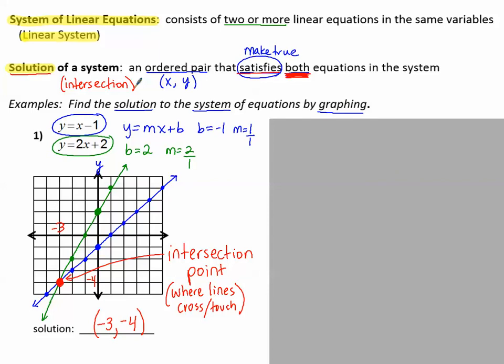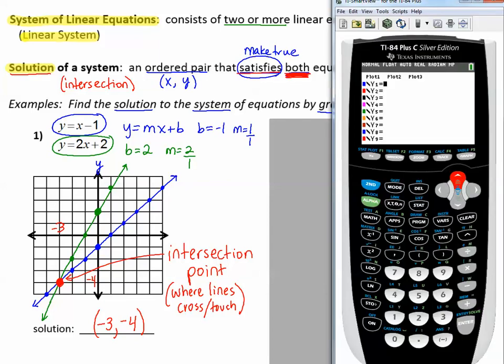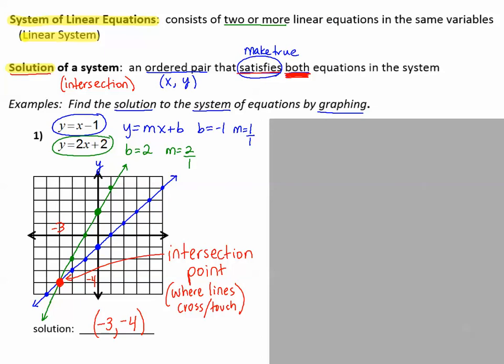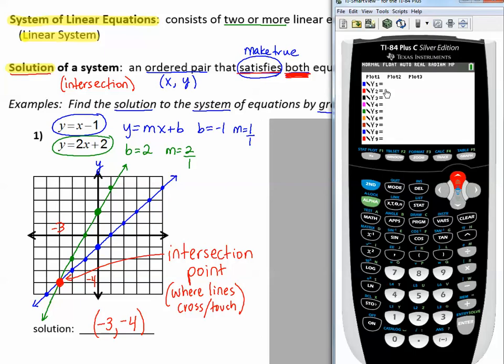Let's take a look at how to verify this answer with our calculator. Let's plug both of these into y equals. Into y equals, I'll plug in y equals x minus 1. Into the next y equals, y sub 2, I'll plug in 2x plus 2, because it's the second equation. 2x plus 2, enter. And then let's graph it. Zoom standard is the best view to see.